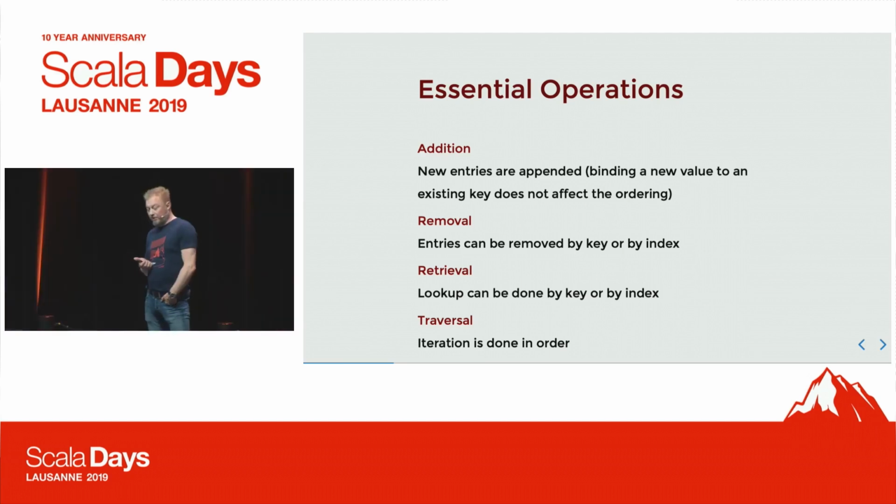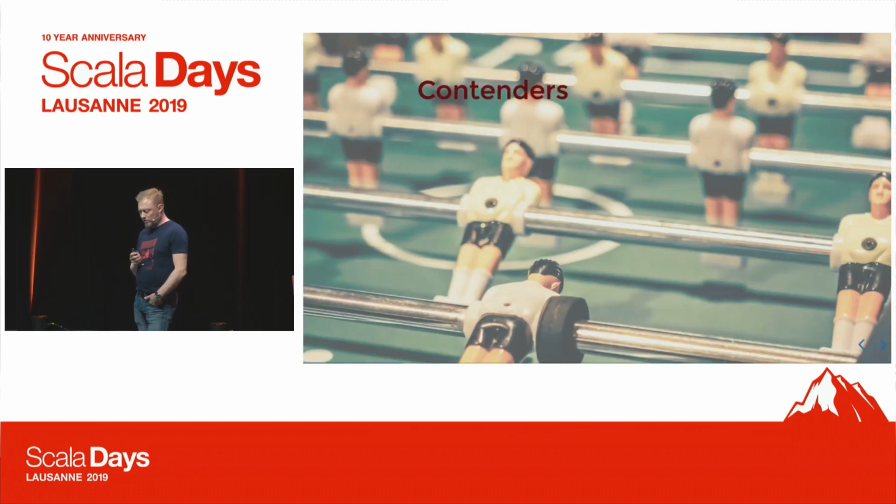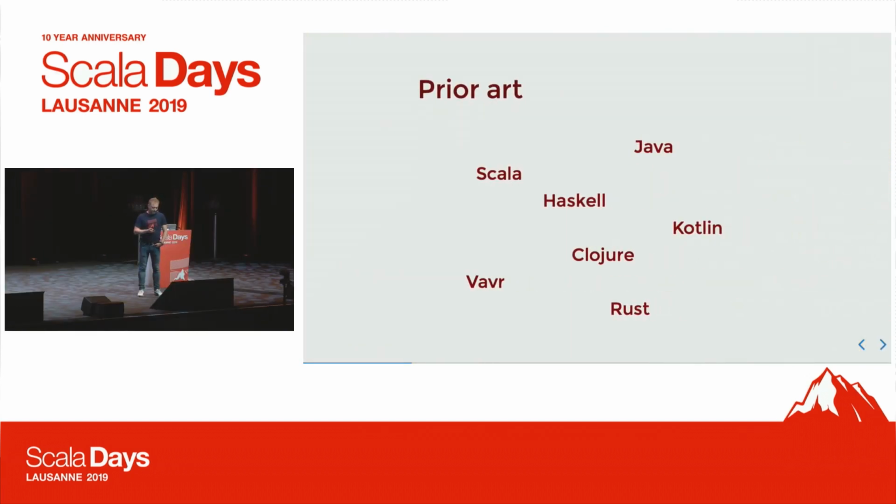And retrieval can be done by key, of course, since it's a map, but also by indexing. And all iteration or all traversals need to be done in order. So we'll have a look at the different types of implementations. Before that, we have to say that there's lots of prior art here.